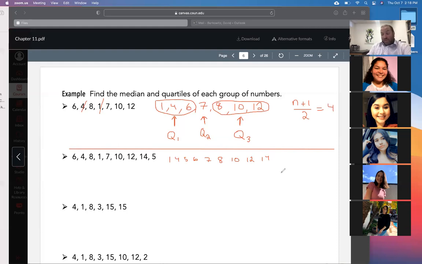So there's 9. Now we find the median. We take the number of data points, we add 1, and then we divide by 2. If you take 9 and you add 1 and you divide by 2, what do you get? You take 9 plus 1, you get 10. Over 2, you get 5. Exactly. So does that mean that Q2 is equal to 5? No, it's the 5th number. So Q2 is equal to 7.